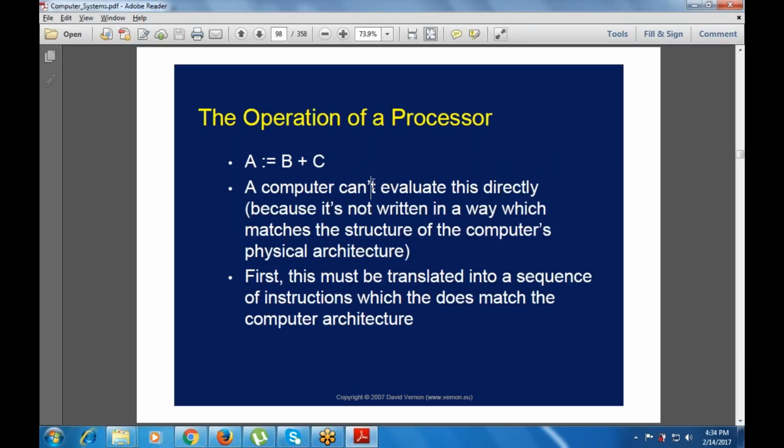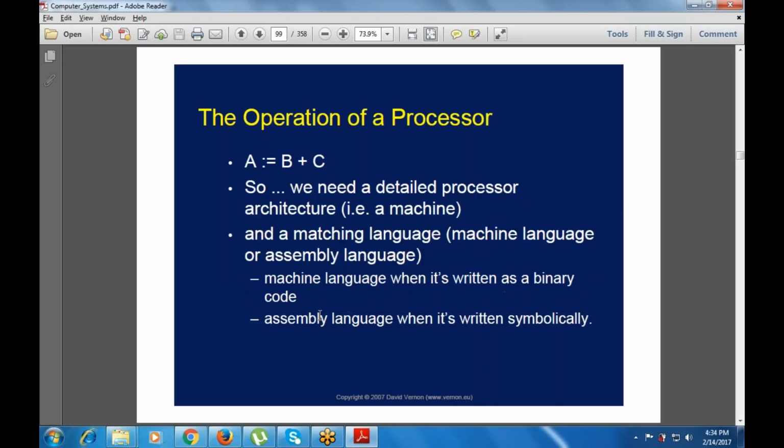The computer can't evaluate this directly because it is not written in a way which matches the structure of the program or the computer's physical architecture. It must be translated into a sequence of instructions which does match the computer architecture. So we need a detailed processor architecture, that is a machine, and the matching instruction language, that is assembly language.